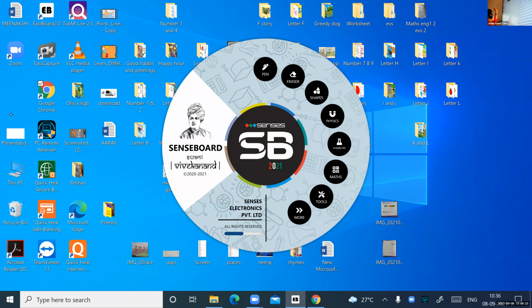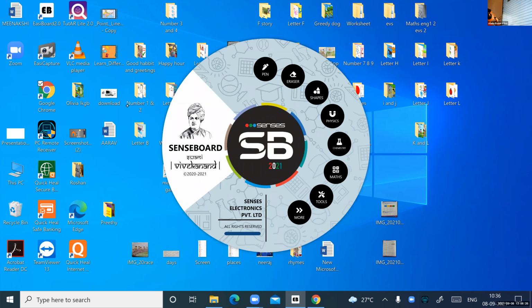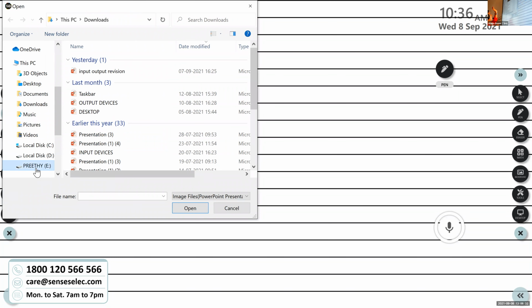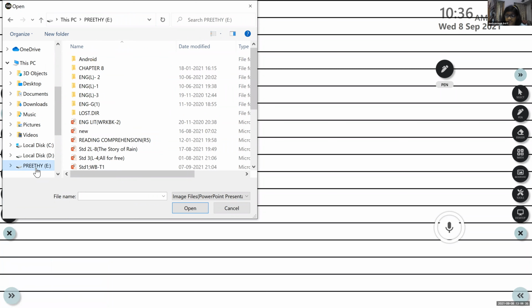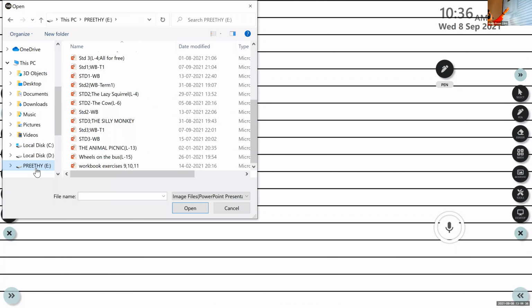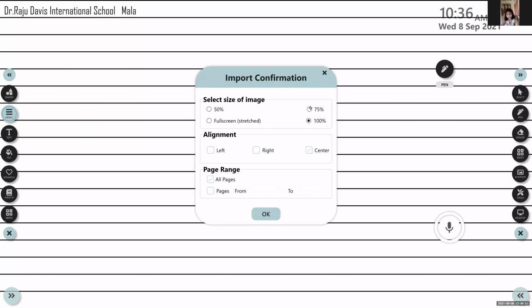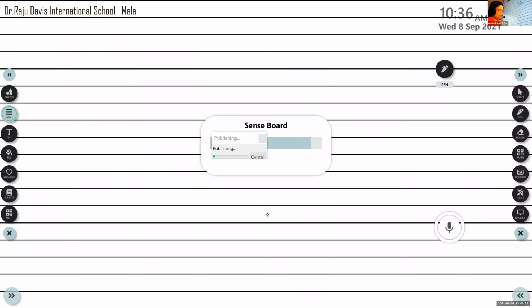As I have instructed just now, the topic that we are going to learn today is about prefixes. P-R-E. Pre means before. That means we need to add something at the beginning of a particular word to give it a change of meaning.